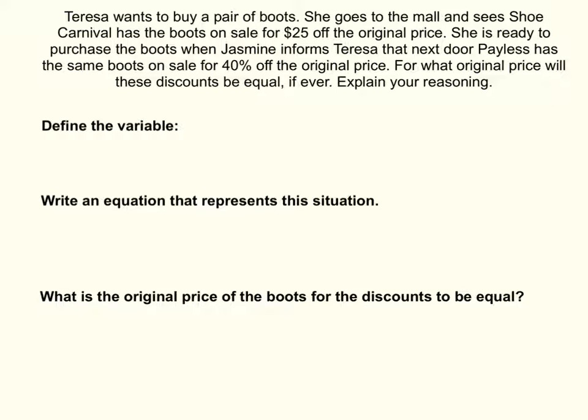All right, so we have a word problem here. This word problem is very similar to question number 5. So if you follow along, you should be able to answer question number 5. All right, here we go.